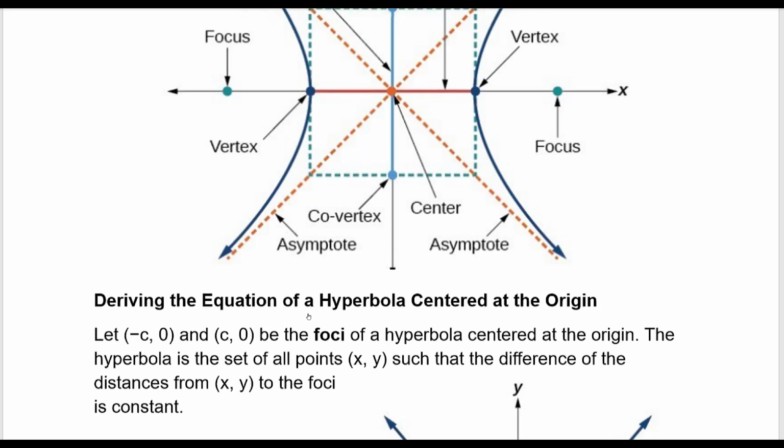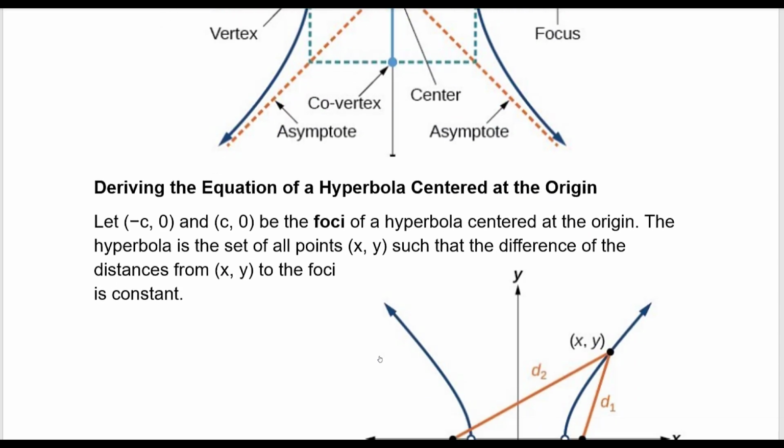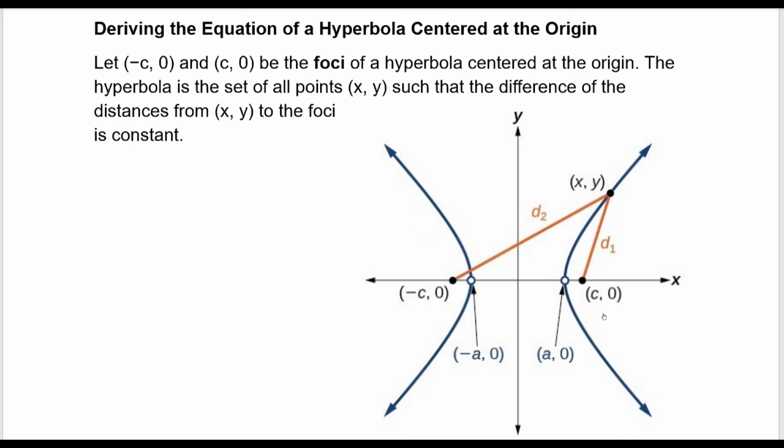So, deriving the equation of a hyperbola centered at the origin, let negative c and positive c be the foci. So we have, I think it's in the next diagram, negative c, 0 and positive c, 0 are the foci of the hyperbola centered at the origin. The hyperbola is the set of all points (x, y) such that the difference of the distances from (x, y) to the foci is constant. So here's the point. What's the distance to one focus? What's the distance to the other? Then we take the absolute value of the difference. And then it's a collection of all those points that have the same distance.